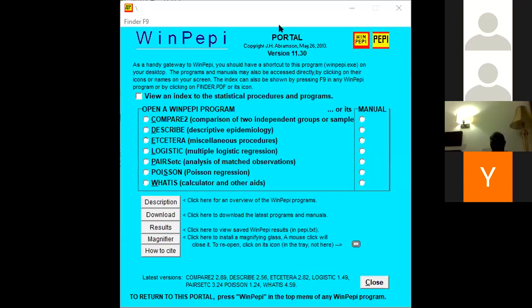I will try to share this. You can see the WinPepi now. Can you see it? Can somebody see it? Yes, sir. So for a descriptive study, when you click on it, it gives you this. For descriptive study, you go to describe. Can you see? Describe, descriptive epidemiology. You click on this.